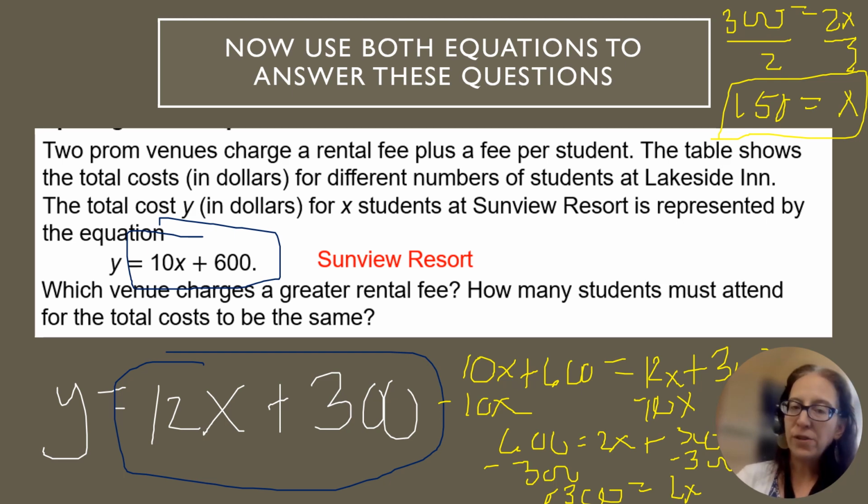You can also solve that by graphing both of the lines. So if you're wondering, well, that was a lot of work, Miss Taylor, I don't know if I could do that, you can put both in Desmos. You can put y equals 10x plus 600 and y equals 12x plus 300. You can put them both into Desmos and look at the graphs and see where they intersect, and you could get the 150 that way as well.